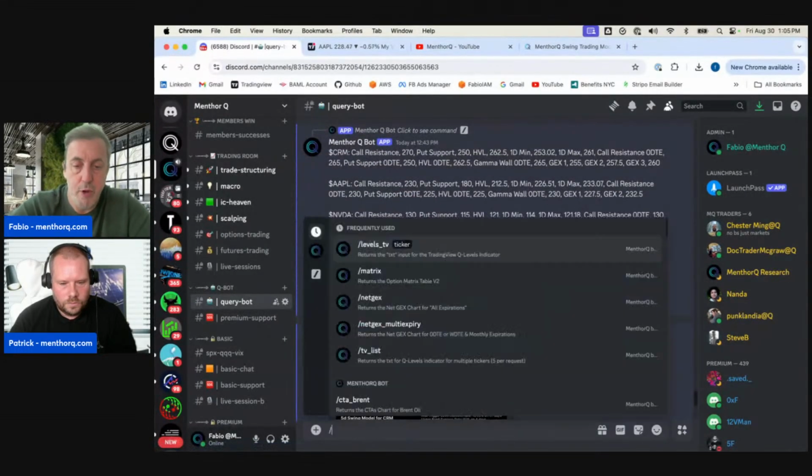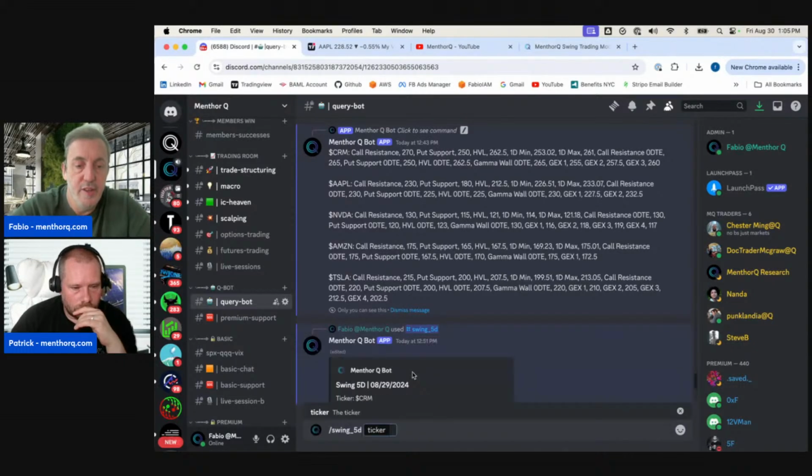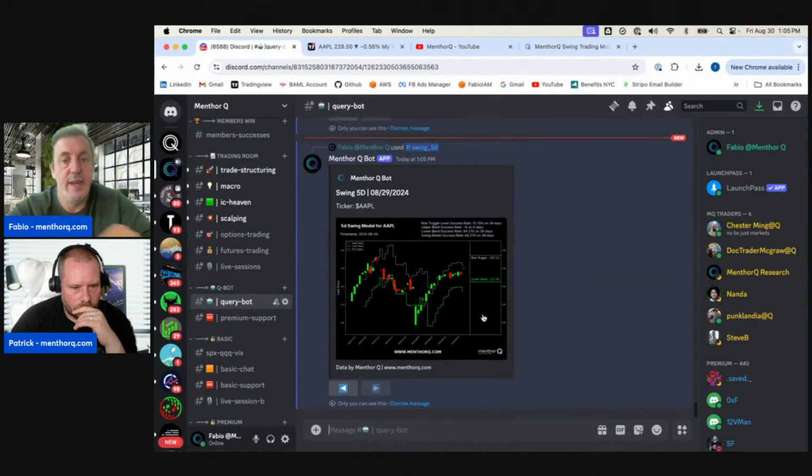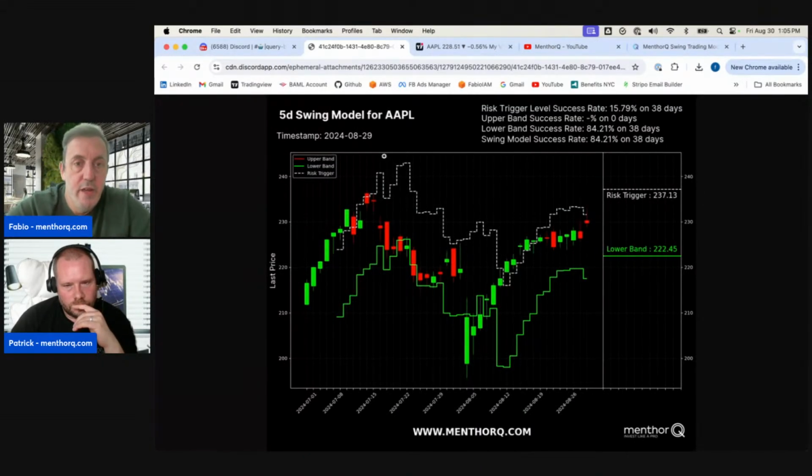To bring up the swing model, we can type in swing in the bot. And as you can see, we have a 5-day horizon, so 1 week in the future, or a 20-day horizon, which is 1 month in the future. So if we look at, for example, Apple in this case, here you see the model. Let's make it bigger. You see the upper band, lower band, risk trigger. As of yesterday, we see a lower band on Apple with obviously a bullish kind of bias. The lower band level is 222.45. The risk trigger is 237.13 for the next 5 days. So those are the levels for the next 5 days.